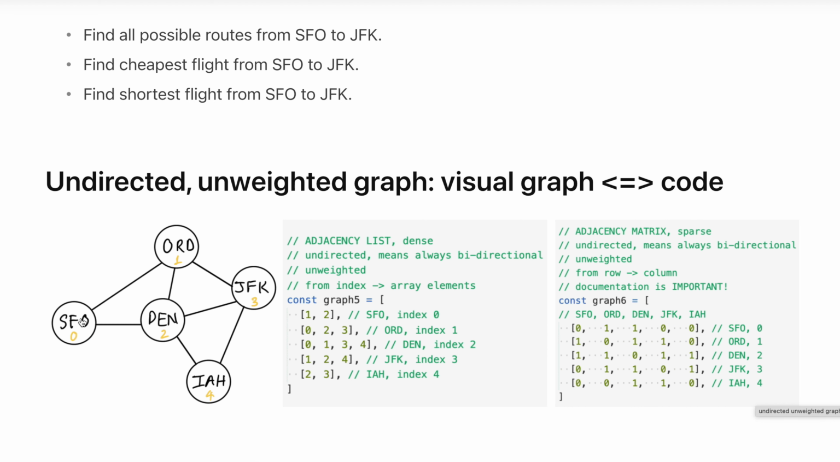So for SFO 0, it's connected to ORD 1 and DEN 2. So we're gonna mark SFO row, column ORD and DEN 1. Next, ORD index 1 is connected to SFO 0, DEN 2, and JFK 3. So in ORD row 1, we're gonna mark 1 as column SFO, column DEN, and JFK. And we keep doing that for the remaining nodes to create the adjacency matrix representation of this graph.